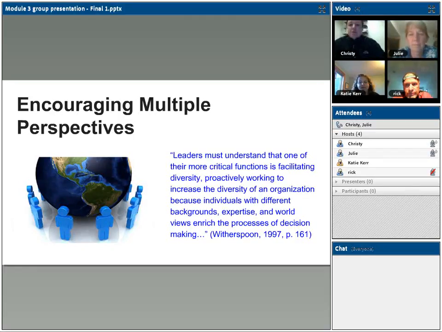When trying to promote healthy and productive discussion, a leader can also help by actually encouraging multiple perspectives. It's part of a leader's role to gather appropriate information for decision making, and this can be done best by engaging people with varying perspectives and values. This does not make the discussion faster, but it allows the team to make decisions with more complete information.